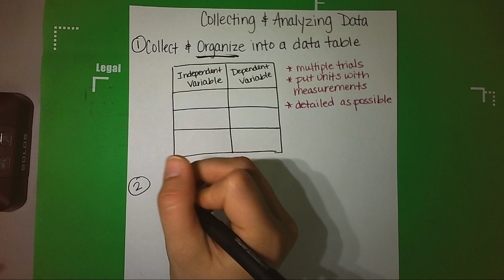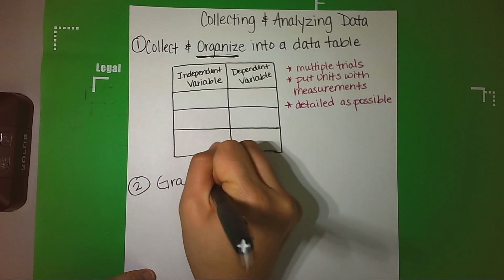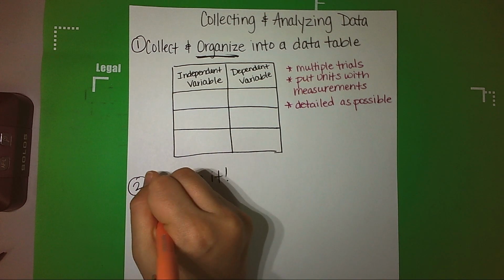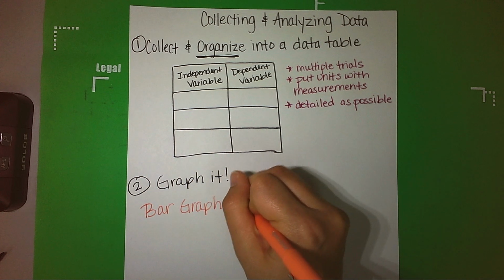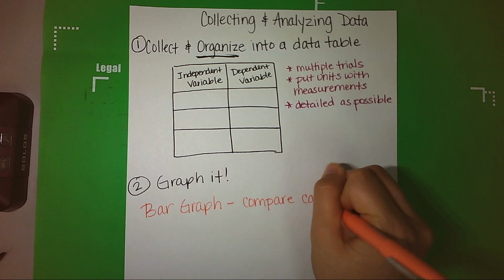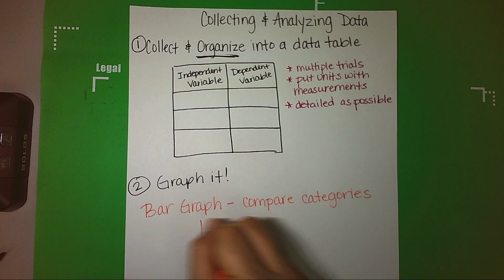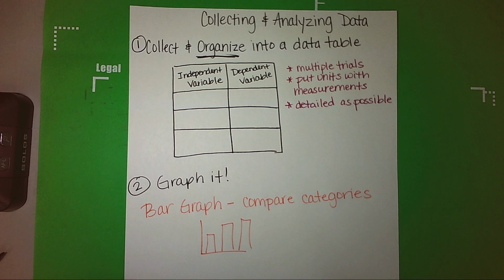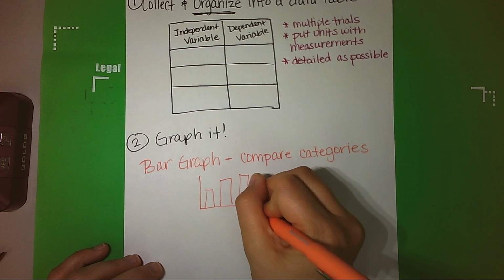Step 2 would be to graph it. So let's talk about the different types of graphs. Alright, so you have your bar graph, and that's where you're going to compare different categories. Alright, so this is a bar graph. That's an example of what one would look like, okay? So where you're comparing the different categories.